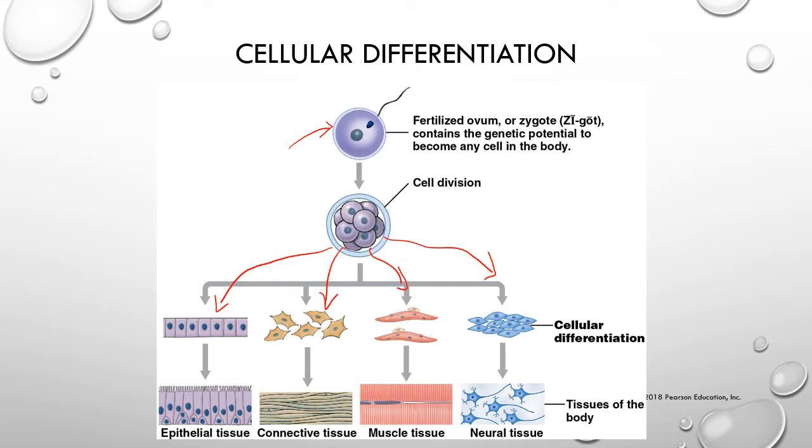Depending upon where they are within that mass of cells and the type of cytoplasm they're accustomed to, that's going to dictate which part of the genetic code gets turned off and which parts get turned on. And that's going to give us this differentiation into our 4 different major tissue types. And then from there, those are going to differentiate some more into the different components of epithelium, connective, muscle, and nervous tissue as well.